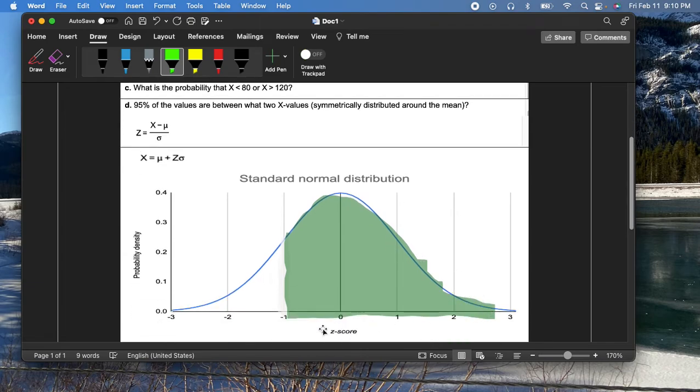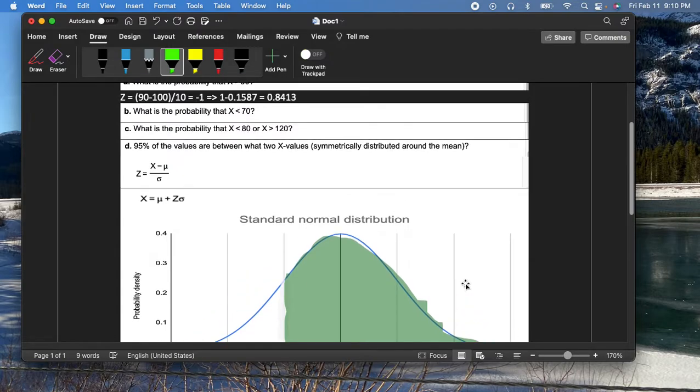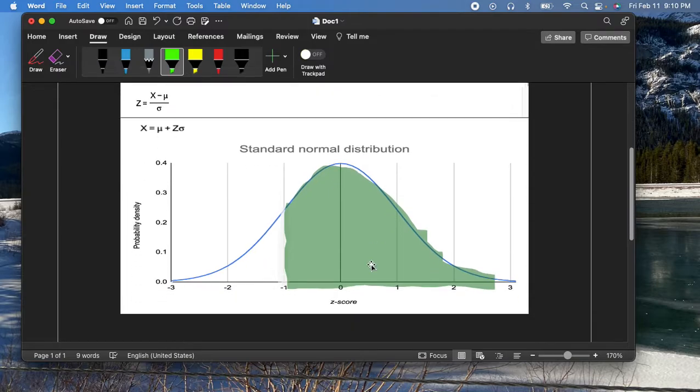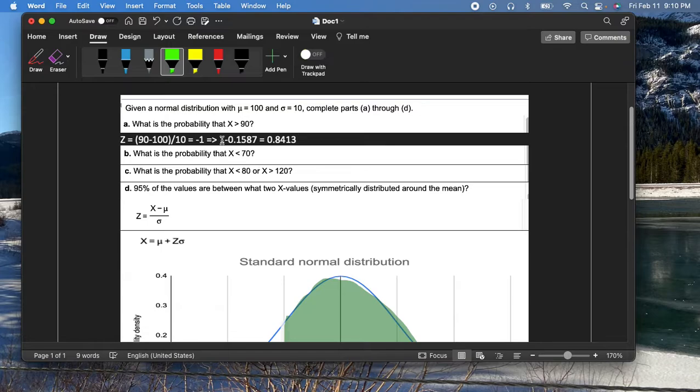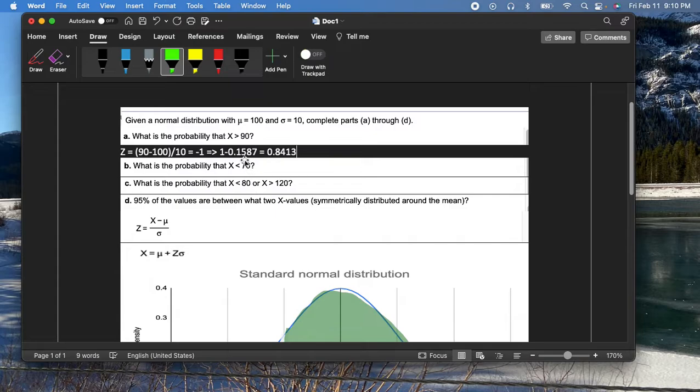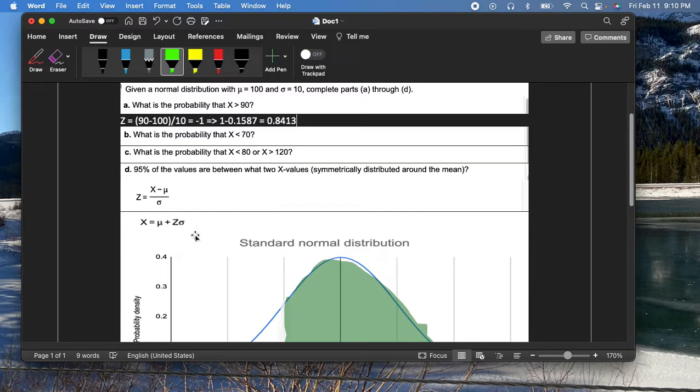Once again, all of these values from negative infinity to positive infinity add up to 1. Remember, the probability that something will never happen equals 0, and the probability that something will happen for sure equals 1. So the value of everything equals 1. But in this case, we need to find the values to the right of negative 1 standard deviation. So we subtract this area here, which we know is 0.1587, from 1, and that gives us 0.8413, which is our answer.